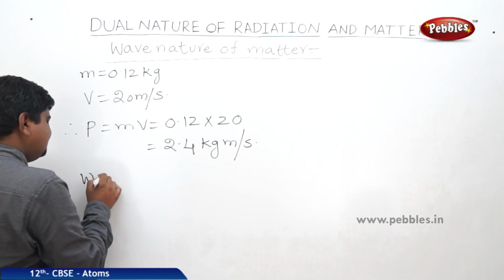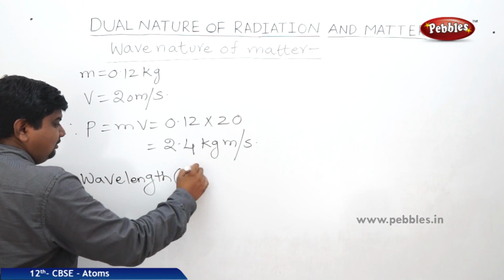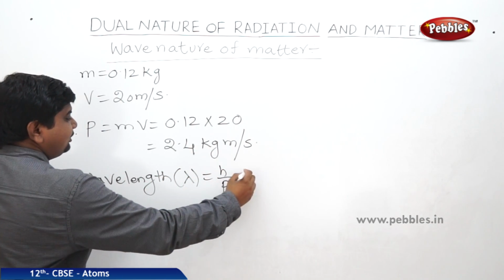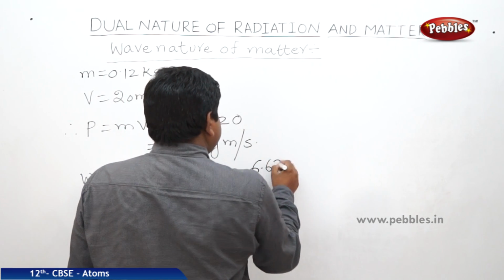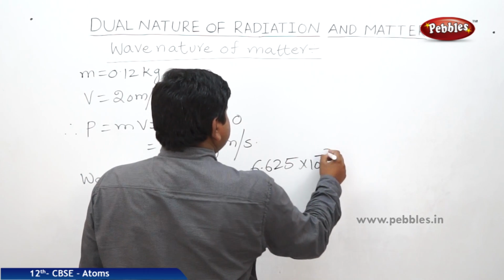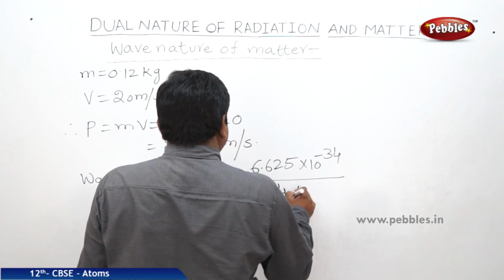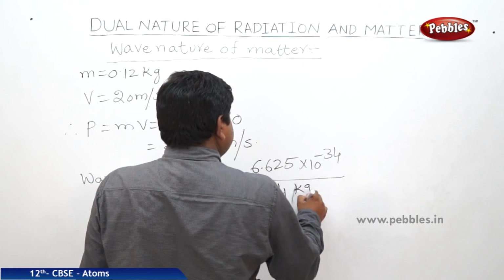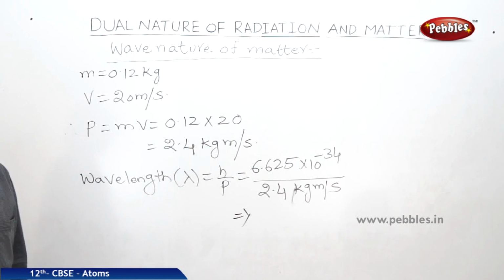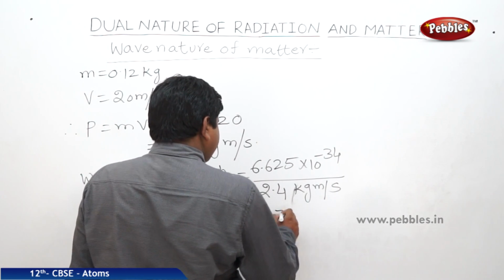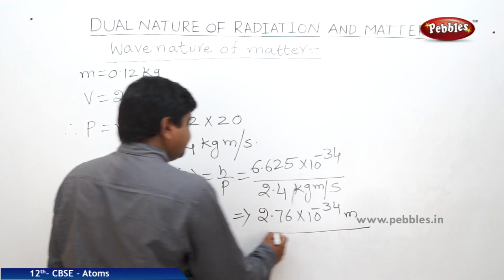So what is the wavelength? Lambda is equal to h by p. What is the h value? 6.625 into 10 to the power of minus 34 joules second. Momentum is equal to 2.4 kg meters per second. If you do the calculation, we will get the answer as 2.76 into 10 to the power of minus 34 meters.